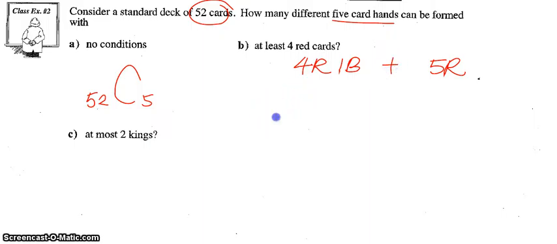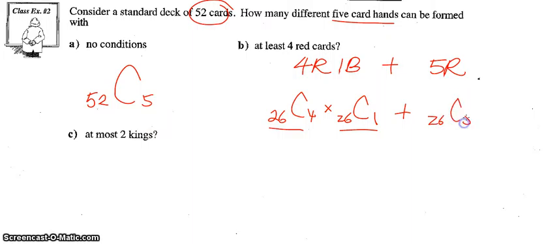How many reds are there? Half of the deck is red, so 26 are red. You multiply, and one of them is black. You have to do them separately. You can't combine the black and red together. 26 red, 26 black, and you do them separately. Here, 26 red, you choose 5. Add them together and that's your answer. You need to put this in your calculator to get the actual answer, but here I'm just going through the thinking process.